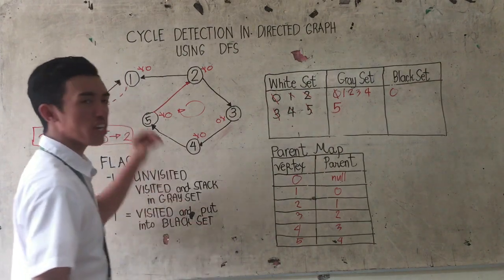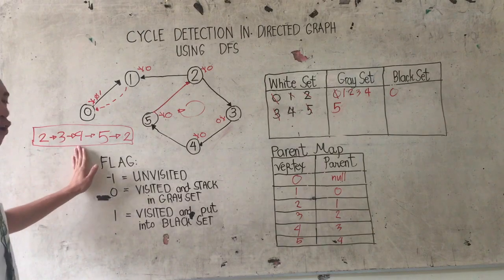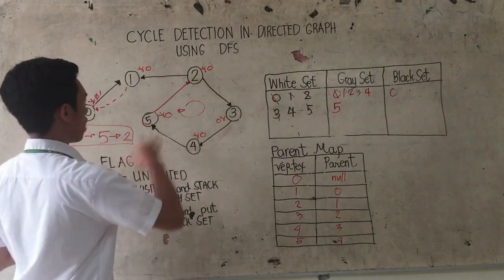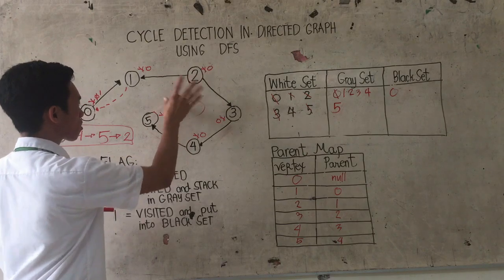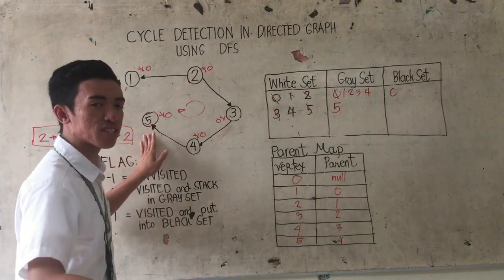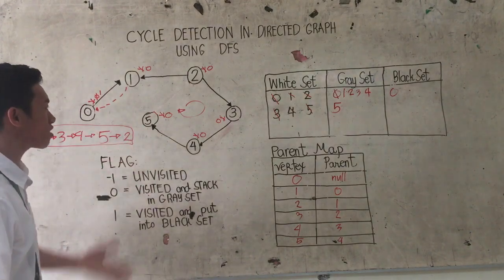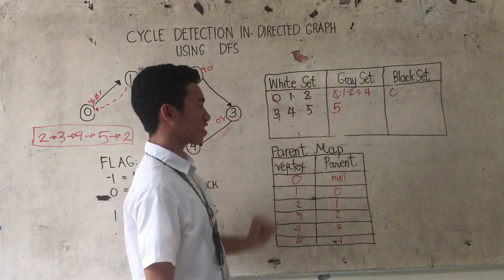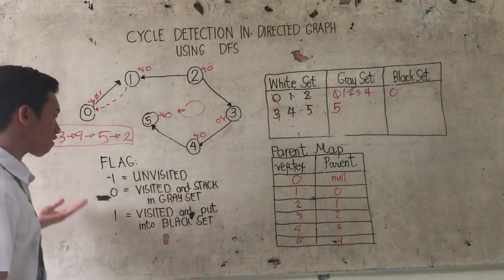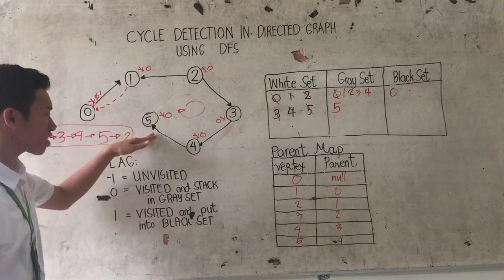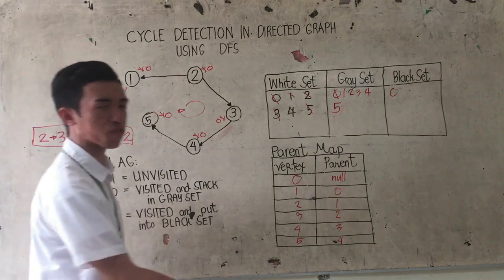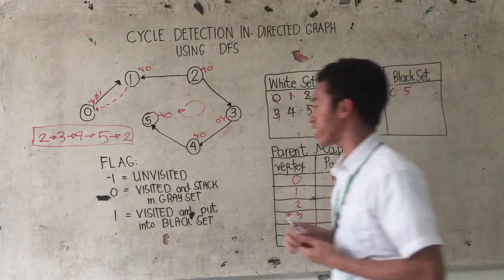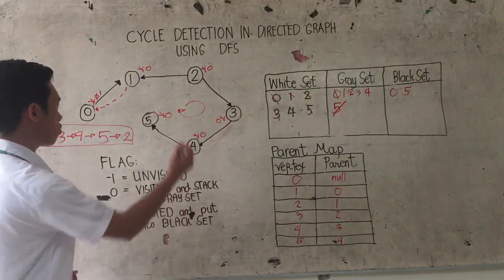Since we already detected the cycle in our graph, 2, 3, 4, 5, and 2, supposedly we will delete the edge from 5 to 2. And now, we will delete it. The question here: does 5 have a neighbor? Since 5 doesn't have a neighbor anymore, it is now located in the gray set. And as you observe, the gray set has a flag of 0. Since it's already visited, it will be transferred to the black set and popped from the gray set. Since it is visited, the flag will be changed into 1.